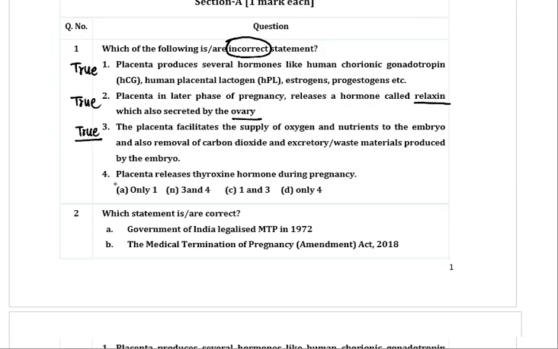And the fourth option is that the placenta releases thyroxine hormone. Now, the placenta does not release thyroxine hormone. Remember, thyroxine hormone is released by the thyroid gland. So this is the incorrect statement. In the question, it is asked which one is incorrect, and on the basis of it, only the fourth one is incorrect. So your correct answer is D in this question.